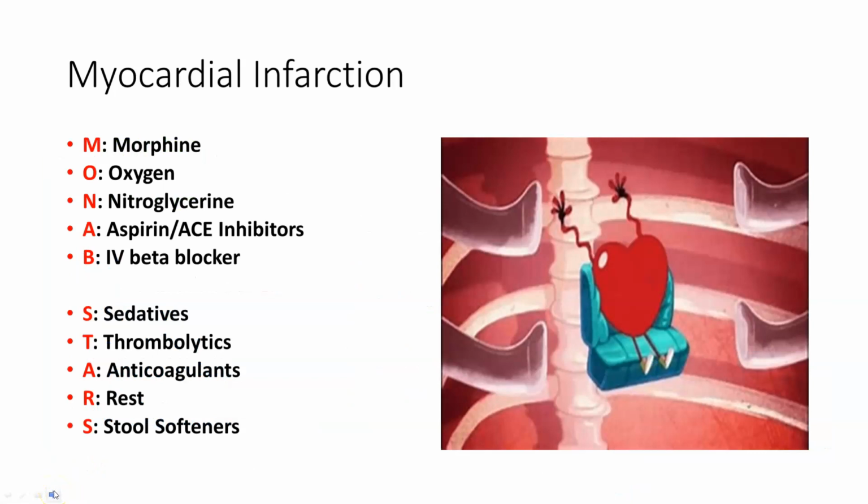So here's just the other kind of breakdown, the mnemonic to help you remember. It's MONA B-STARS. So these are things that I could expect to do in my plan or my management of care of a client with an MI. It's morphine, oxygen, nitroglycerin, aspirin, ACE inhibitors. And again, ACE inhibitors and beta blockers are probably going to come later, probably at discharge.